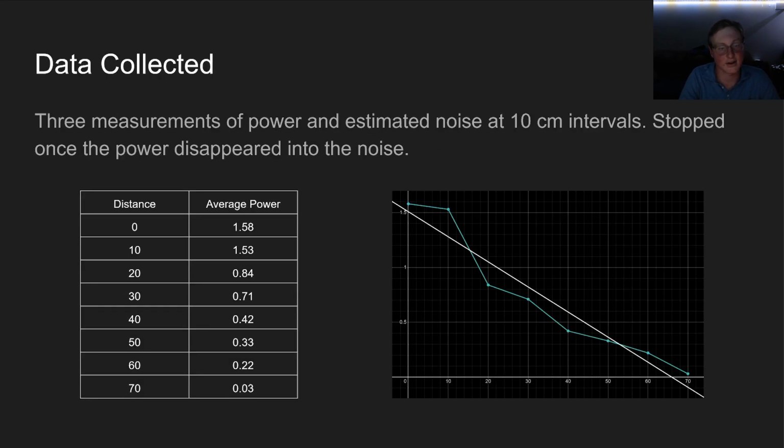The simplified data is shown on the left chart, with how it decreases with distance and eventually decreases into the noise at roughly the 70 centimeter mark. And on the right, it is observed a linear relationship between power and distance.